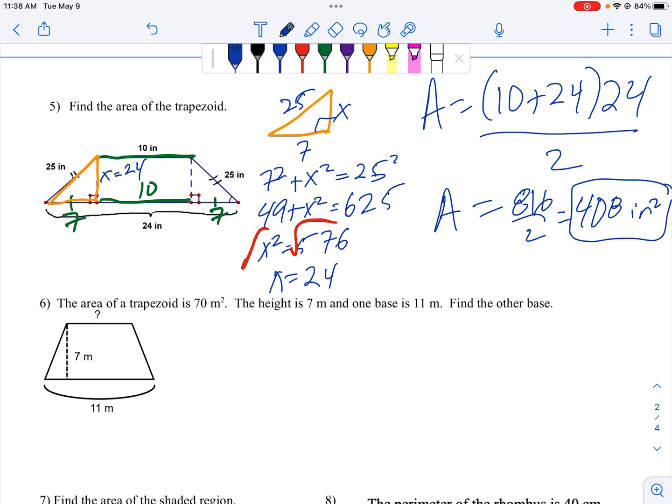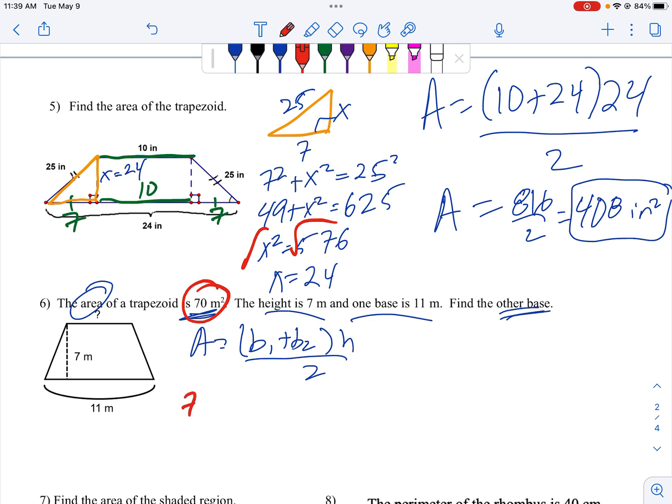All right, so now we're working backwards. It tells us what the area is and the height and one of the bases. I need to find the other base. So again, I'm going to rewrite the area formula for you. I write it a little differently than Logos does. I put it just over 2 instead of writing 1/2. So I know that the area is 70, so I put the 70 here. I know the height is 7, so I put the height as 7. One base is 11, the other base I call X. And this is over 2.